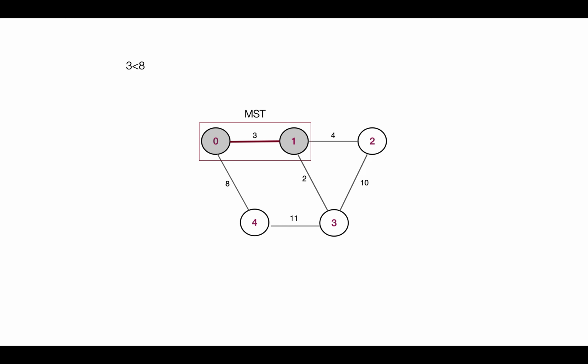So now we have to repeat the same for this updated MST, or this updated component. Again, we see the edges coming out from this component. We have an edge with weight 4, an edge with weight 2, and an edge with weight 8. So these are the three edges coming out from 0 and 1, right? Again, we're going to compare the edge weights. The one with minimum edge weight is this edge 1, 3. So we're going to include 3 in the MST this time.